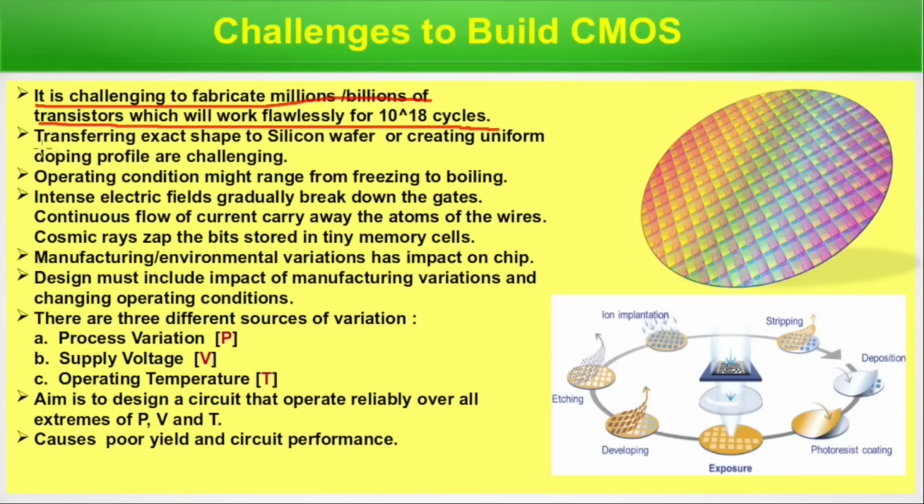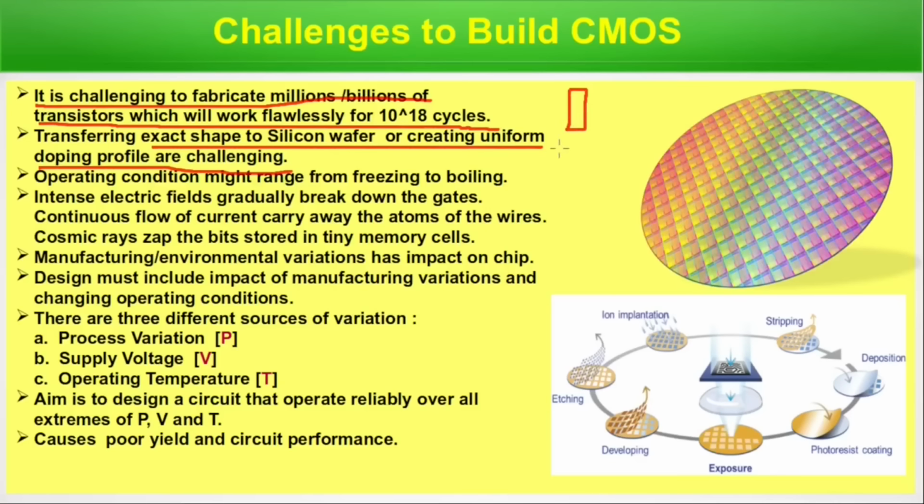That's the biggest challenge. Now, transferring exact shape to silicon wafer or creating uniform doping profile are challenging. VLSI is basically a concept to reality process. First the concept, then the design. Design is transferred on the silicon. A transistor is basically transferred on silicon by layout, and layouts are geometrical structures. So suppose on pen and paper or on software, this shape has to be transferred on silicon, although when it's transferred on silicon, it doesn't remain the same. Transferring exact shape to silicon wafer, that's a challenge.